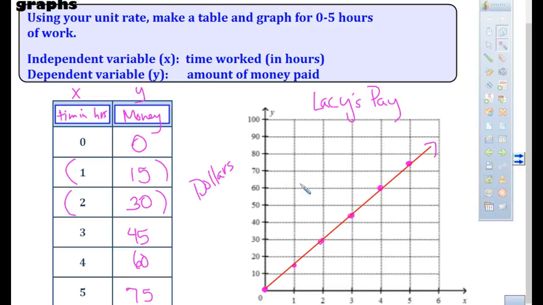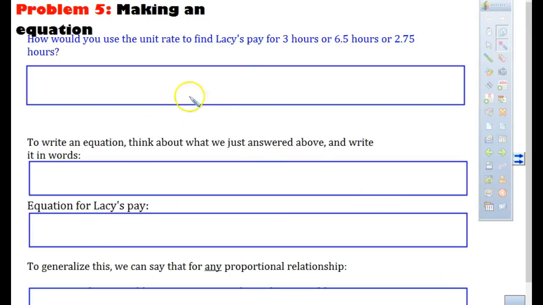All right. So now we want to take a look as you go down to that next screen, okay? If you want to keep that arrow, because if she keeps working, could I figure out how much money she makes after working an hour and a half? Could I find out if she works 3.3 hours, right? 3.3 would be something like here, I could use that information. But one of the things we want to do is write equations. So it says, how could we use her unit rate to find how many dollars she makes for 3 hours, 6.5, or 2.75?